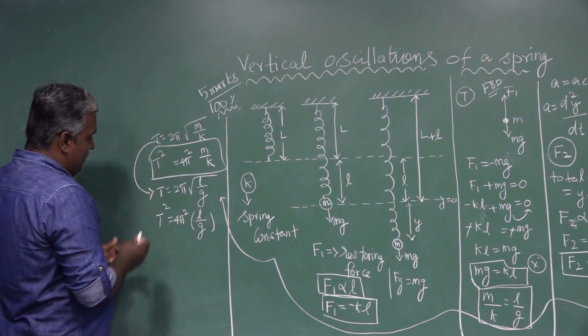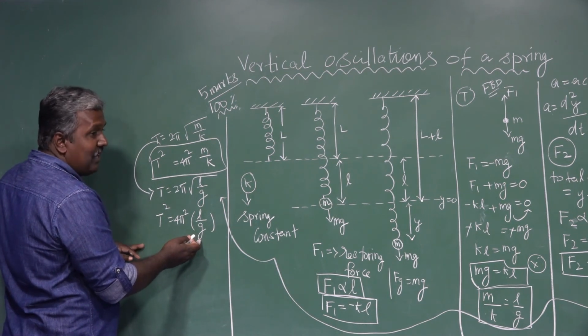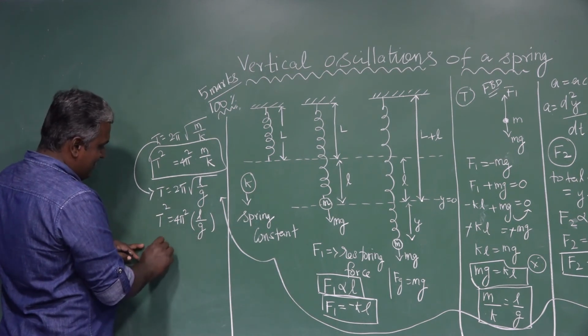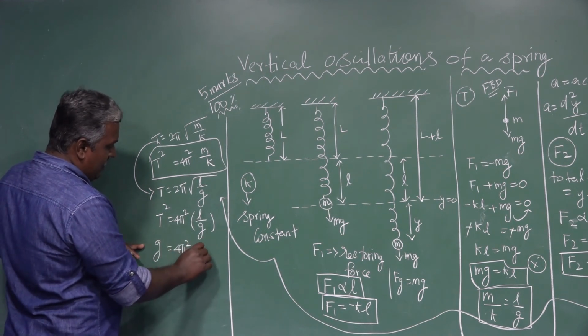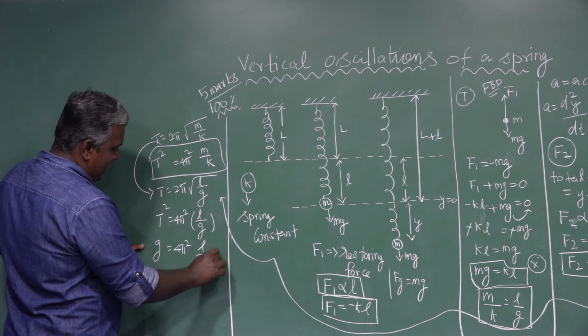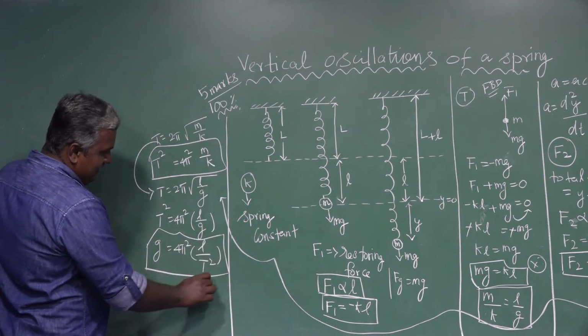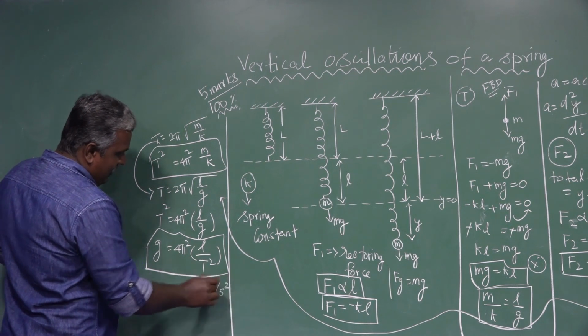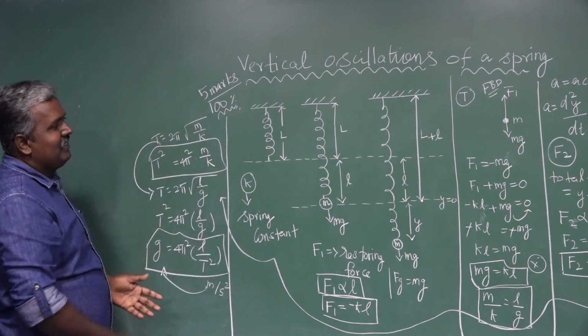From this equation, formula for g. What is g? Acceleration due to gravity. Very good. g is equal to 4 pi square into L by t square. Unit for this? Meter per second square. Read out.